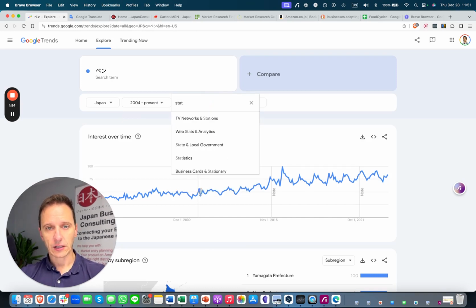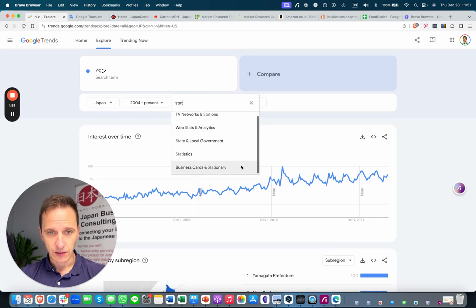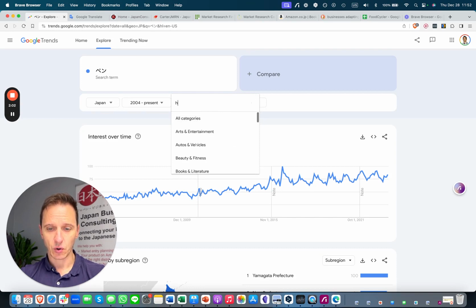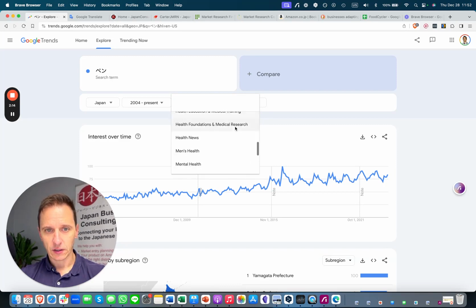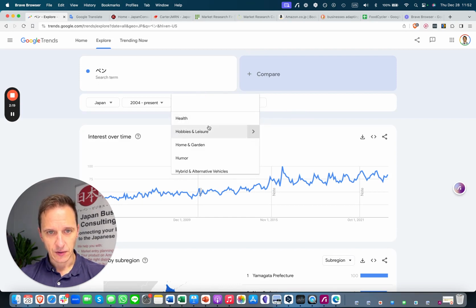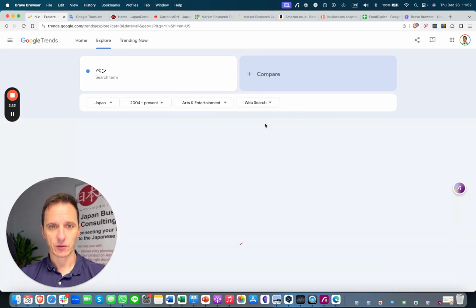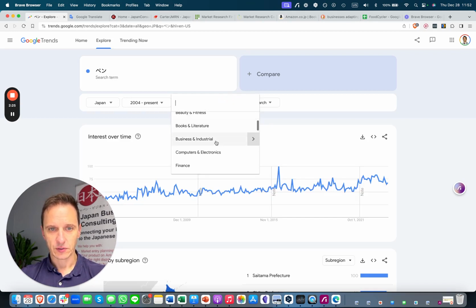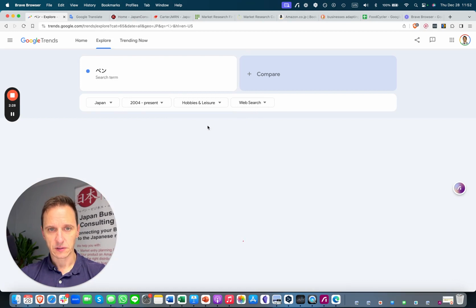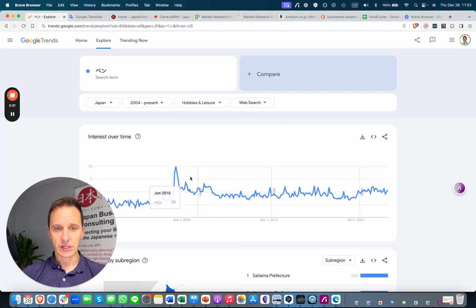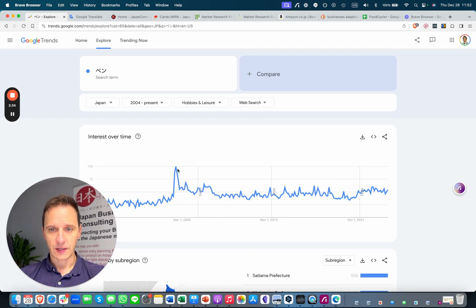You can go to the category, but I think here they don't have stationery, but you can go to hobby, I think. Hobby. I think they had something like this. Let me just look through it real quick. My apologies. No, it wasn't here. I thought it was here, but it was hobbies and leisure. There you go. They went to arts and entertainment, hobbies, and there you go. Okay, and then a web search, and then you can see here what the interest was.